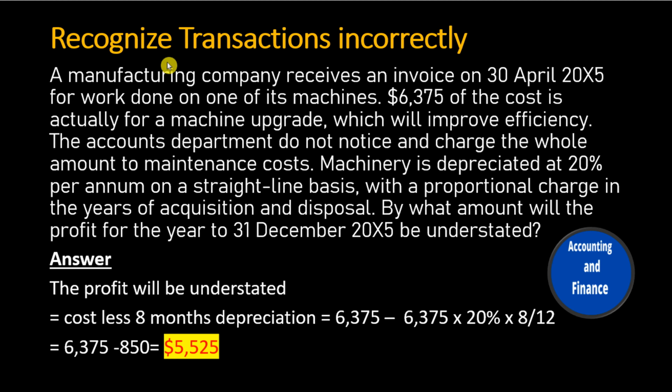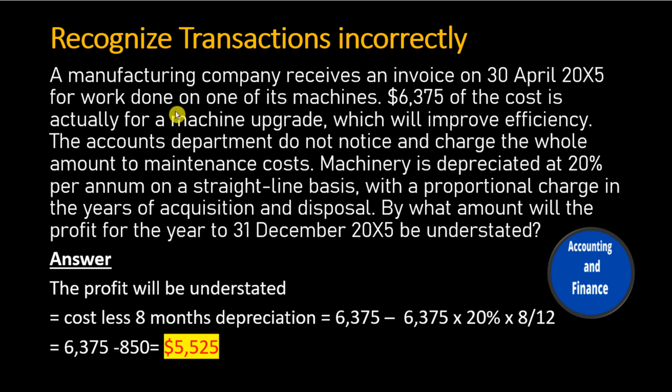Recognize transactions incorrectly. A manufacturing company receives an invoice on 30 April 20X5 for work done on one of its machines. $6,375 of the cost is actually for a machine upgrade which will improve efficiency. The accounts department do not notice and charge the whole amount to maintenance costs.